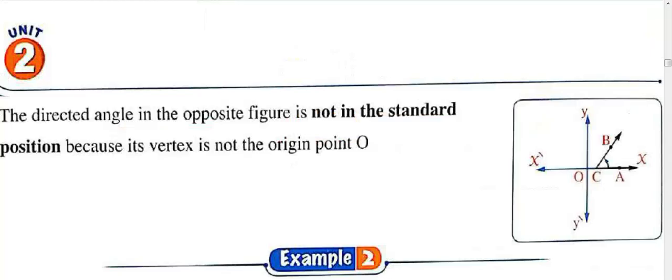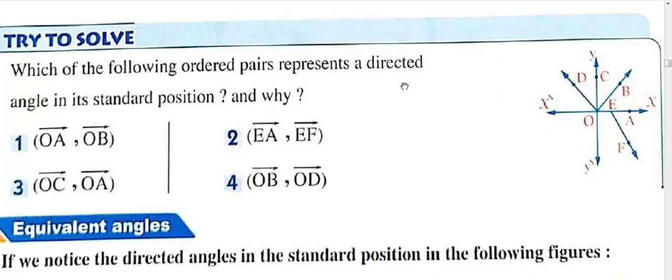Okay, try to solve: which of the following ordered pairs represent a directed angle in its standard position and why. OA and OB. Look at here, OA and OB. This angle will be AOB. AOB is in standard position because OA lies on OX and O is the origin point. Okay, so number 1 is standard position. Question number 2, EA and EF. The angle will be AEF. Directed angle AEF.